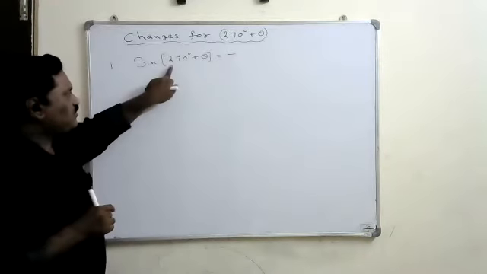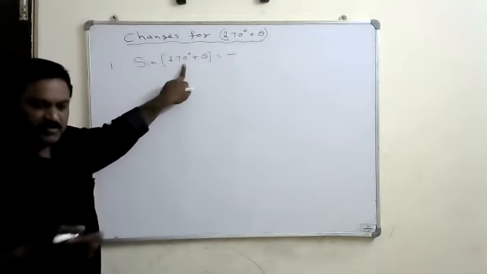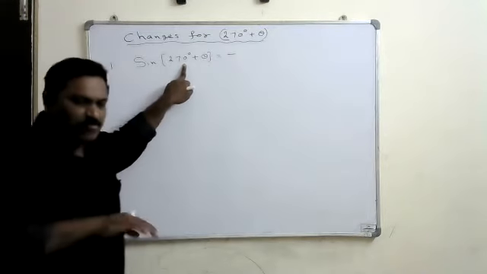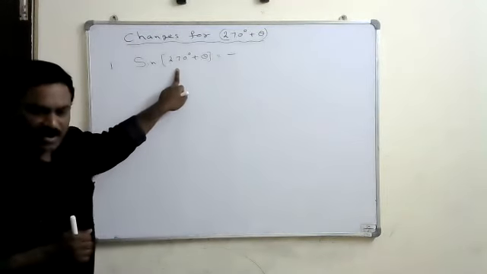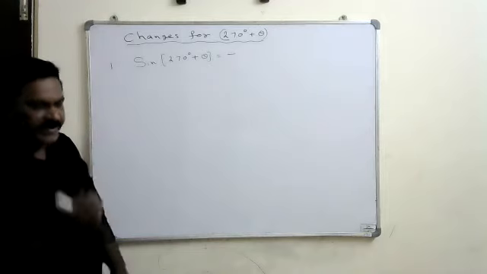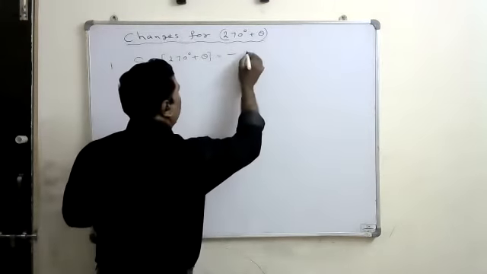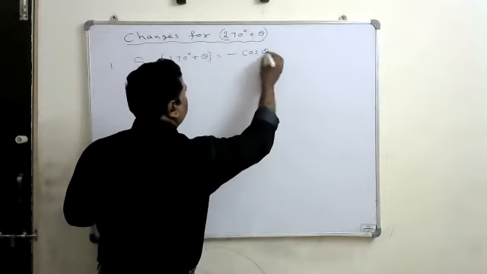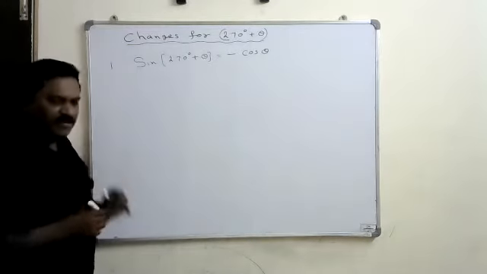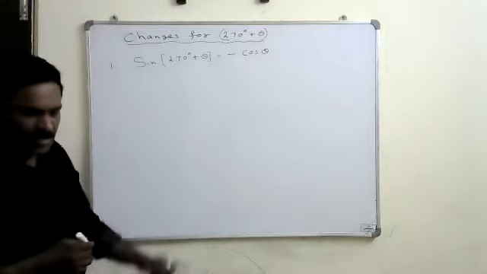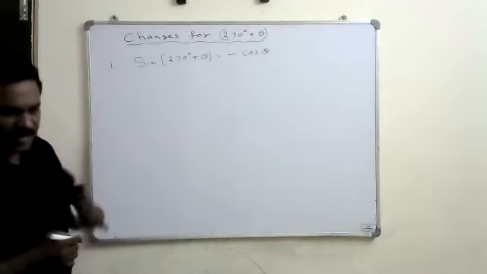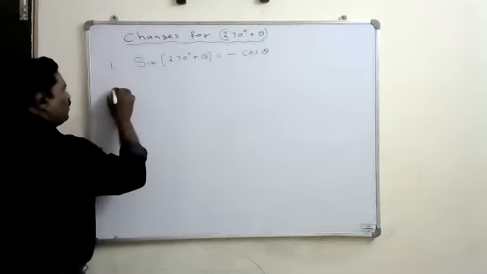Then, observe the quadrant angle 270, which is 3 into 90, an odd multiple of 90. When the quadrant angle is an odd multiple of 90, the sine function becomes cos. This becomes cos theta. That's why sin of 270 degree plus theta becomes minus cos theta. Like that, it is going to change.